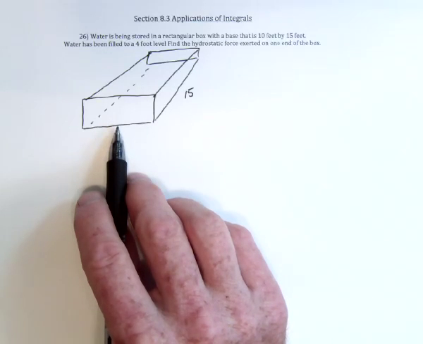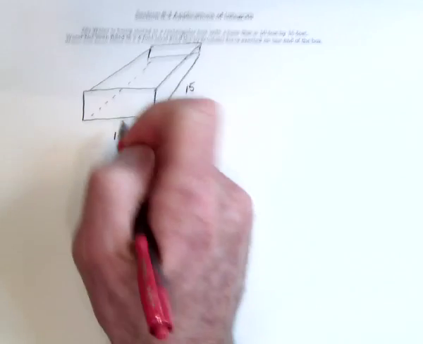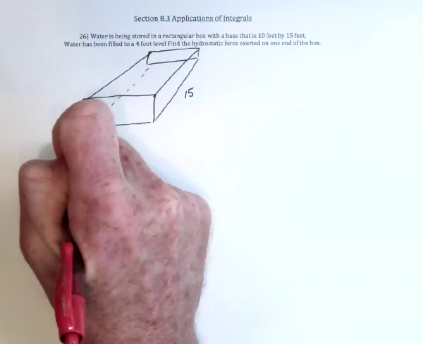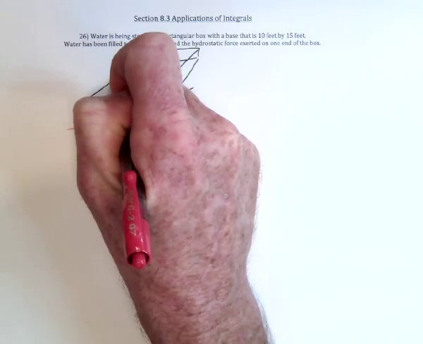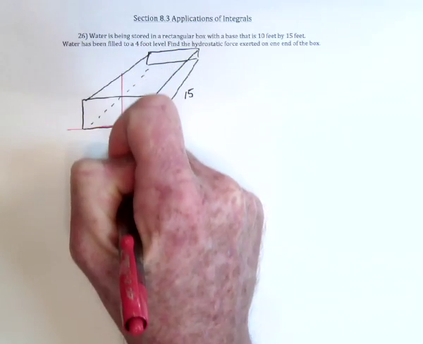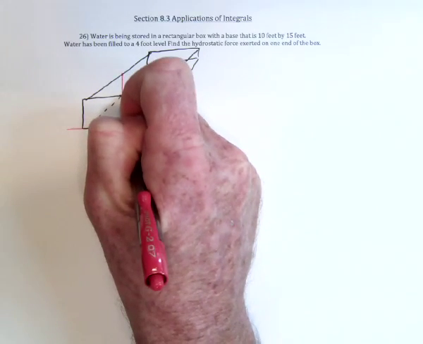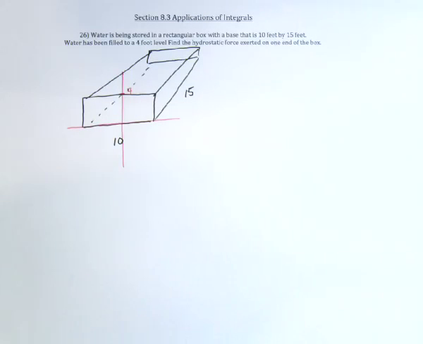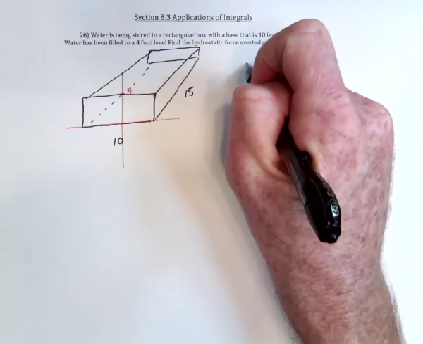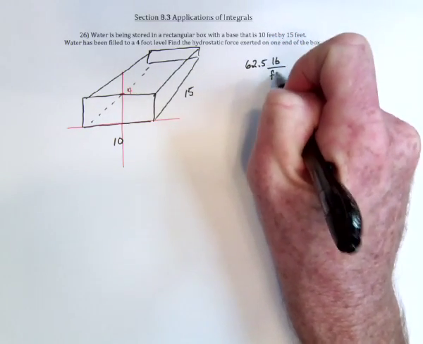One thing I need is a coordinate system. I need to know where to put x and y, so I'm going to say that this is going to be my x-axis, and then right through the middle of it will be the y-axis. So we've got this water level going up to a height of 4. Now the idea is water weighs 62.5 pounds for every cubic foot.